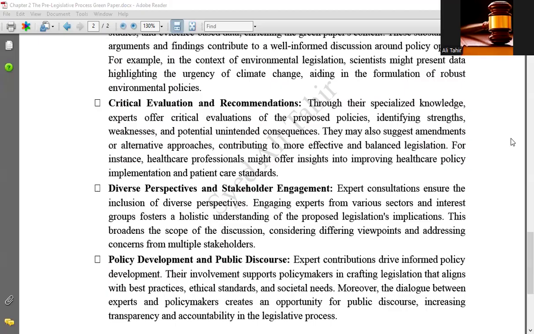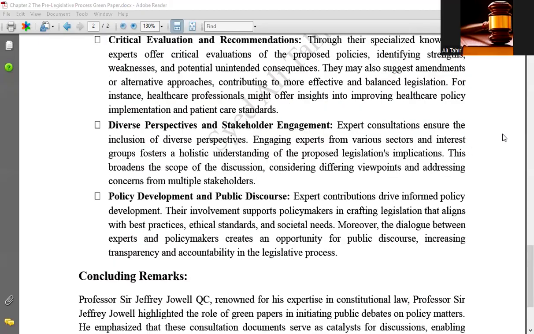Policy development and public discourse. Expert contributions drive informed policy development. Their involvement supports policymakers in crafting legislation that aligns with best practices, ethical standards, and societal needs. Moreover, the dialogue between the experts and policymakers creates an opportunity for public discourse, increasing transparency and accountability in the legislative process.